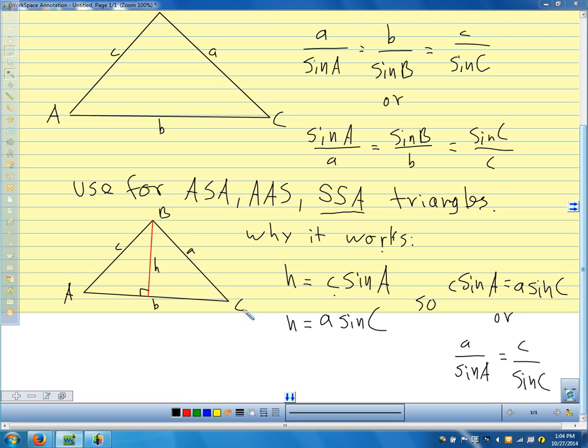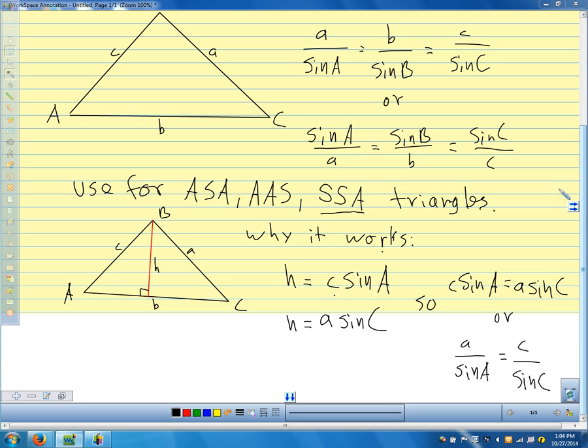And if I wanted to get the other equations, I would just draw in another altitude and do the same thing with the other two sides and the other two angles, and I would get another set of equations. So law of sines works because we divide our triangle into two right triangles, and the height has to be the same no matter how we find it. A nice, easy idea for where the law of sines comes from. All right, questions there?